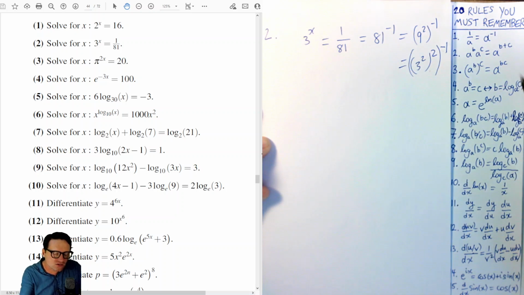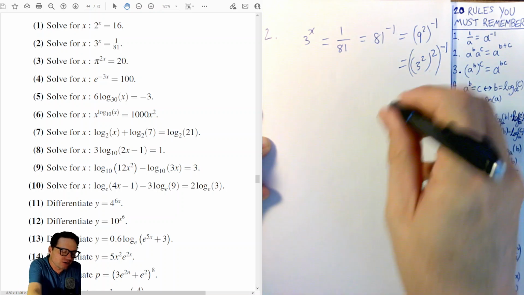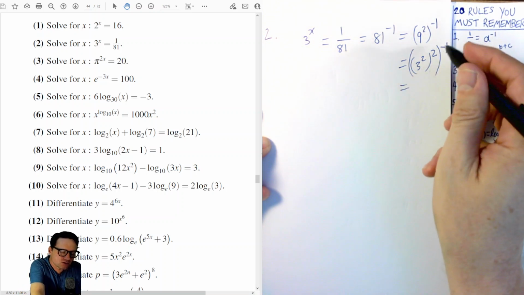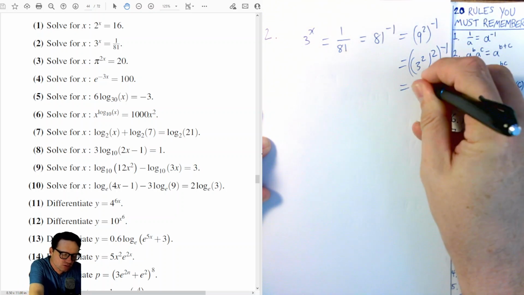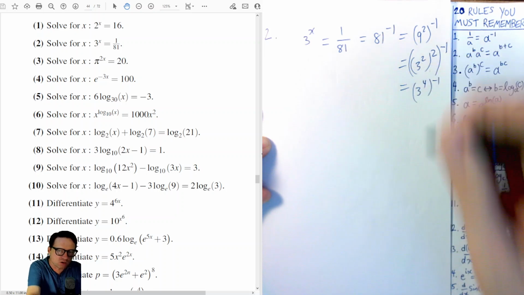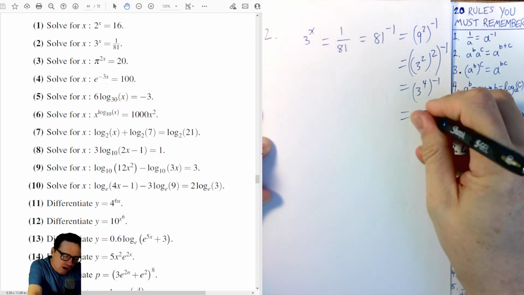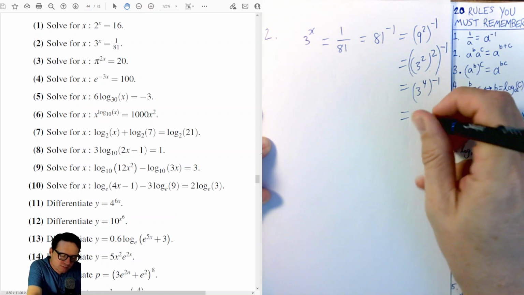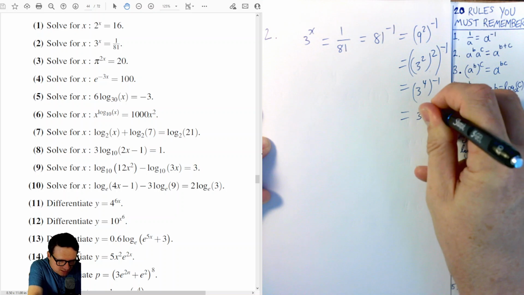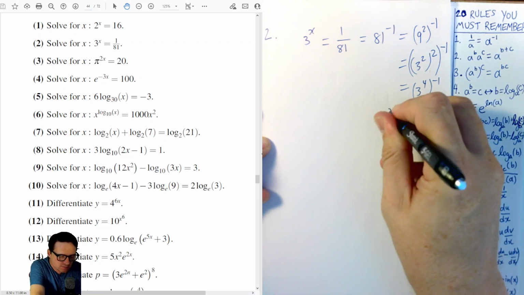Okay, now we can use the log rule that says we can multiply those exponents. That's rule number 3 here. So we multiply the 2 and the 2 and we get 4. So we have 3 to the power of 4, all to the power of minus 1. And then let's do that again. So we now have 3 to the power of 4 times minus 1, which is 3 to the power of minus 4, is 3 to the power of x.